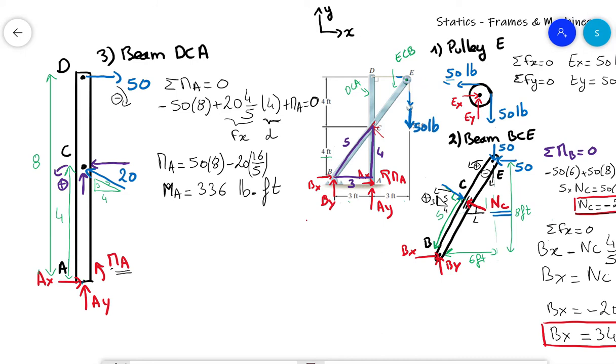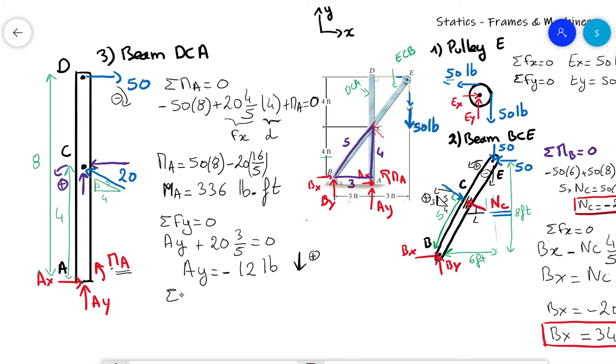Okay, let's do the force on the Y. Sum of the forces on the Y is equal to 0. We have AY, and we have just this force, so plus 20 times the vertical component, which is 3 divided by 5, equal to 0. So AY is equal to minus 12 pounds. It means that AY is going down to be positive.